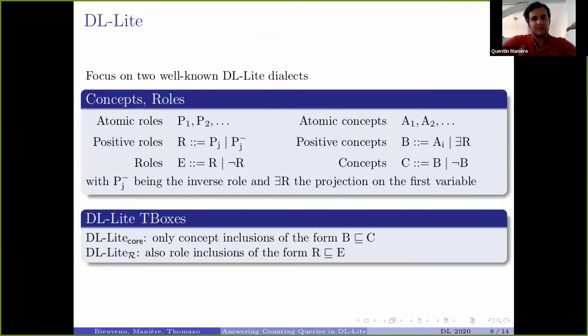Now a word about the dialects we'll be investigating. So we'll focus on 2 well-known DL-Lite dialects. So remember that starting from atomic roles and atomic concepts, you can build more, considering either the inverse role or the projection on the first variable. And you can also put some negation. And what I really want you to remember is that in DL-Lite core, or first dialects, you only allow concept inclusions with this shape. And with DL-Lite R, you also allow role inclusion with this shape.